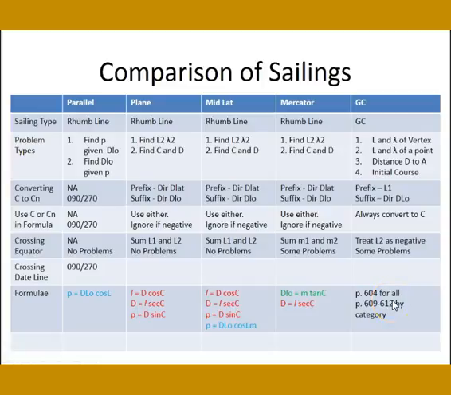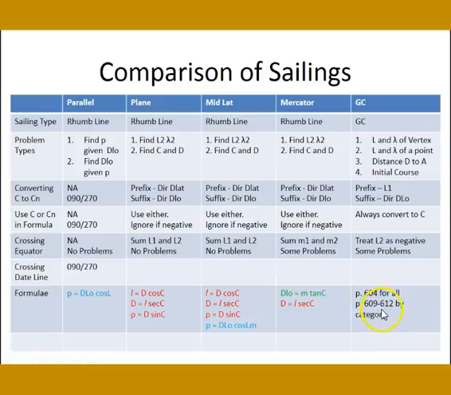For Great Circle, there are actually 8 different formulas that we'll be using. And that's more than I want to stick in this little box. So there's a summary page on page 604 in Bowditch 2 that has all the formulas together. And then you can skip to page 609 and it breaks them out by category.